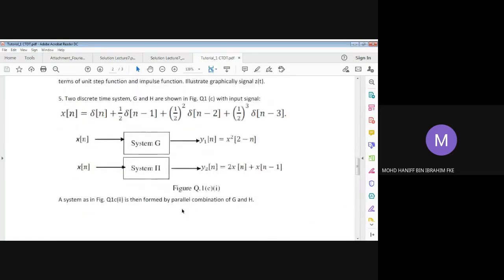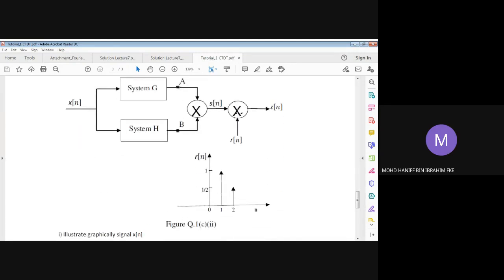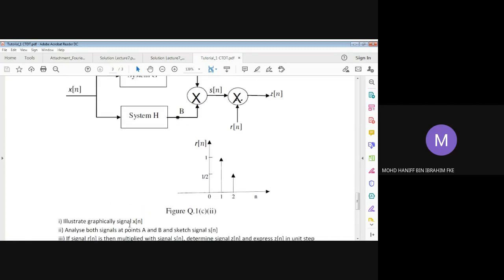Okay, for question 5, we are given two discrete systems, G and H. We are given that Xn is in terms of impulse functions in a discrete time system. We have 4 impulse functions for Xn. Xn is the input to the two systems G and H with their respective outputs. Then on the second page, the G and H outputs are multiplied to produce Sn, and Sn, which is the multiplication of the two outputs, will be multiplied with Rn, which is given here, to give Zn. The first question is to illustrate graphically the signal Xn.